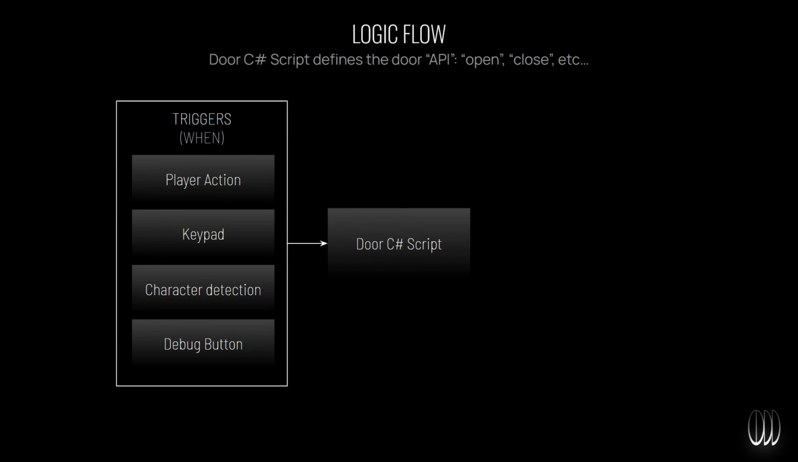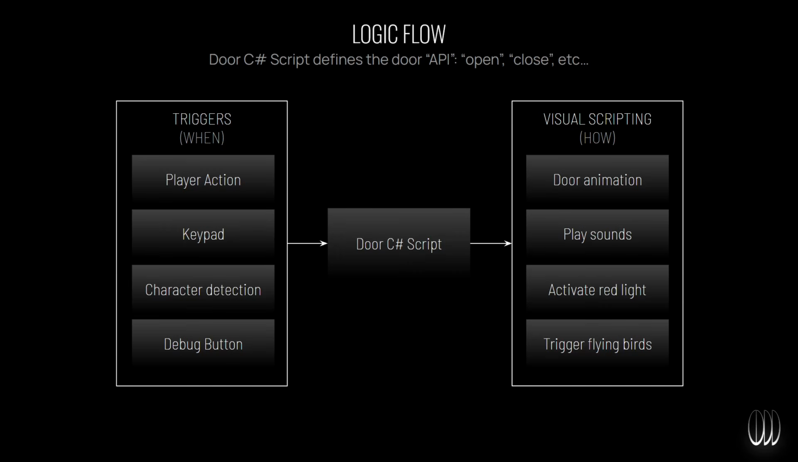It can be related to player actions, entering a code on a keypad, the door automatically opening when a character is detected, or even a button in the Unity Inspector for quick and easy debugging. All those triggers could send open or close commands to the door script. And then, on the other side, we define how the door is opening in visual scripting. Animations, sounds, lighting, etc. The door script is able to know when the linked visual scripting logic has finished, to define exactly when the door can be considered as opened or closed.